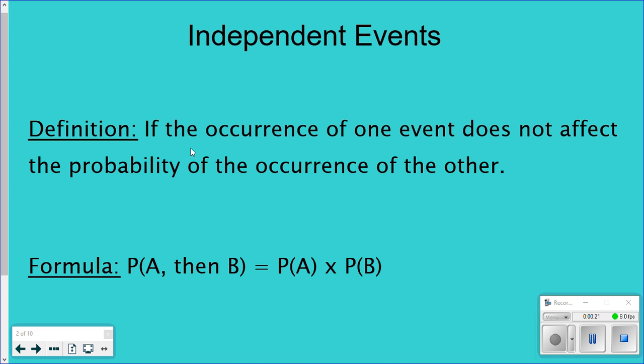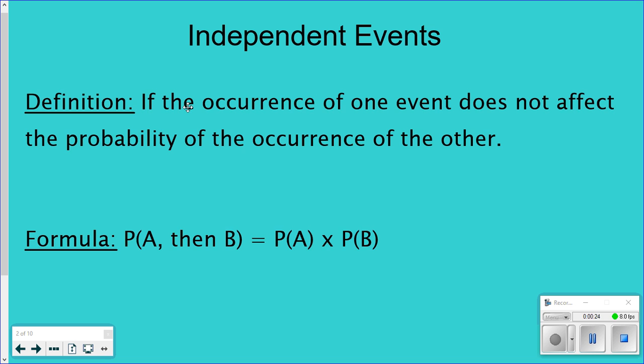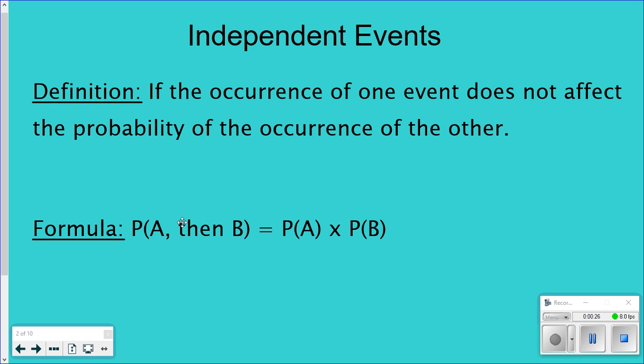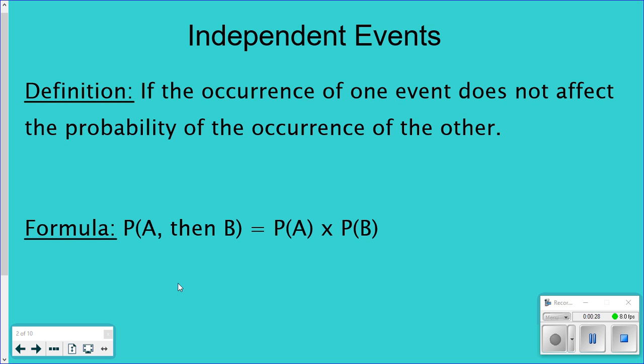So independent events are right here. I'm going to move it up a little bit. There's the definition. There's a formula for you. And I'm going to do an example with you. Okay.